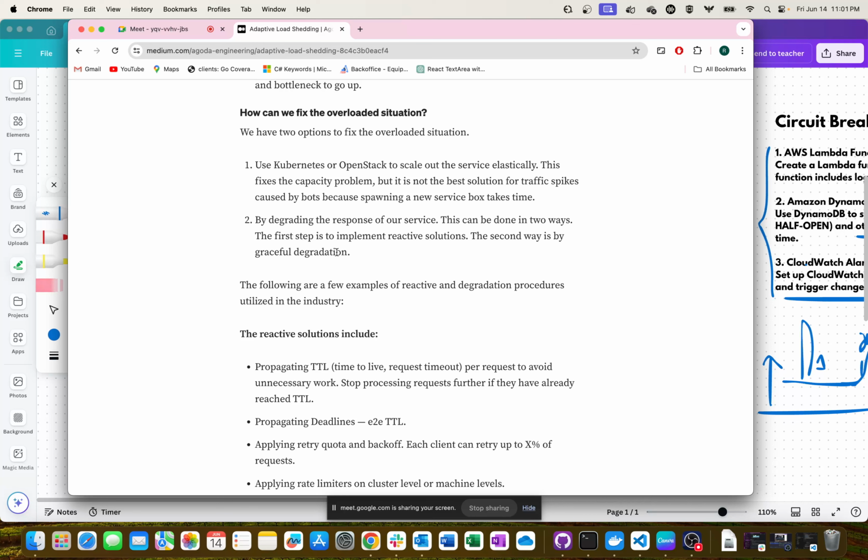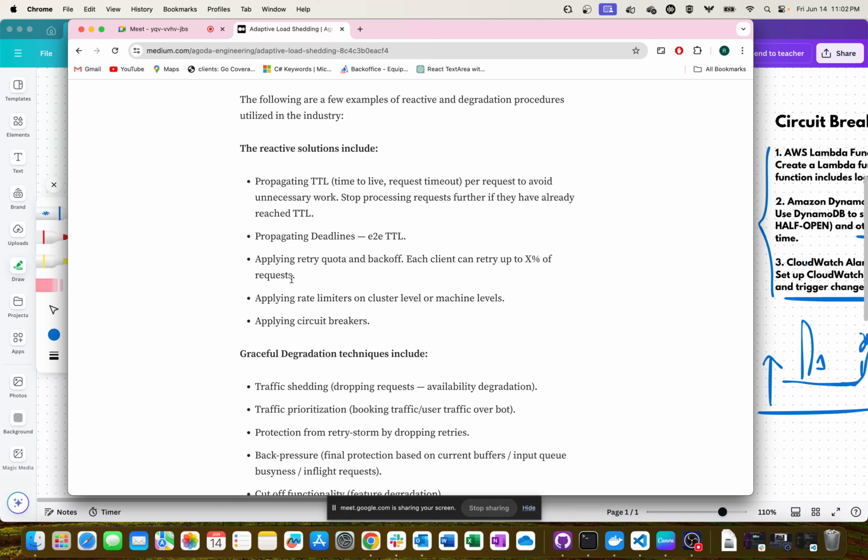There are a few reactive solutions, like propagating TTL deadlines, applying retry quota and backoff. So not too many retries, 2-3 times you retry, and then there are also backoffs for retry. Let's just say I have a bad client. It gives me a bad request, and I give it back a bad response. Some guys file cases in district court, then they go to the high court, then to the Supreme Court for trivial matters, because they are not going to hear no for an answer. So they keep on retrying.